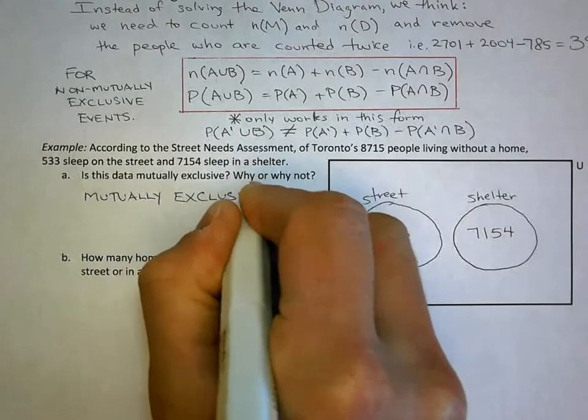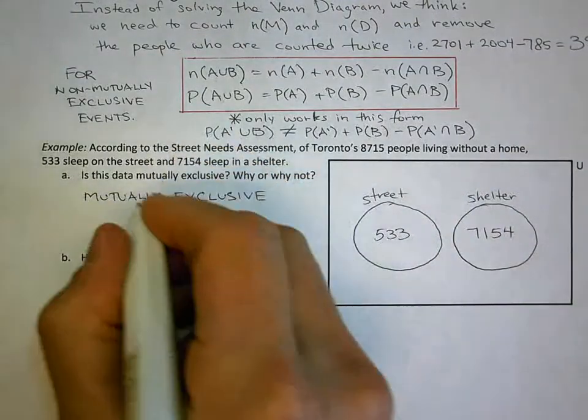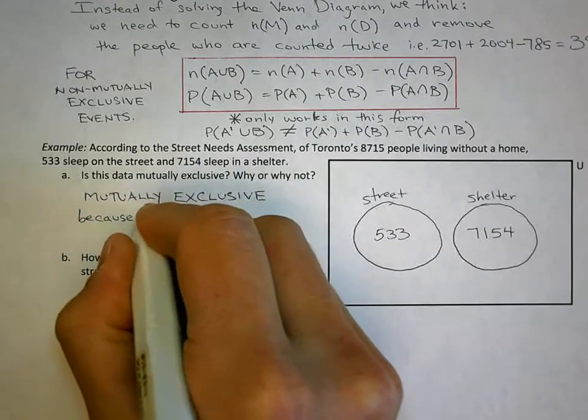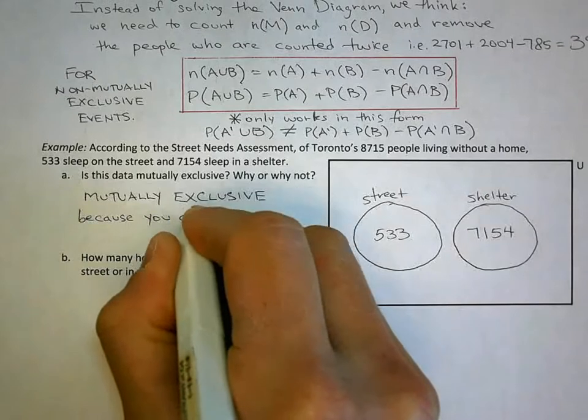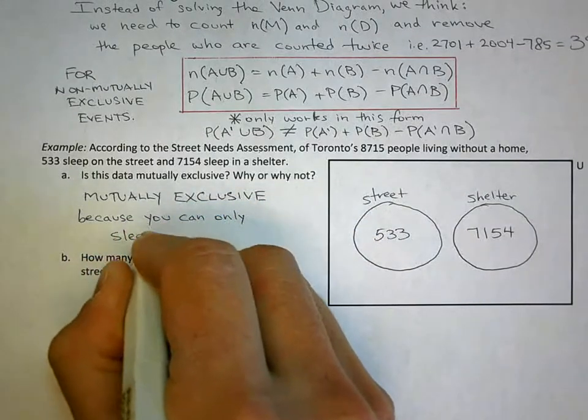So this is mutually exclusive data. And you can see, again, we still have a huge population of people who there's no bed for. So it's mutually exclusive because you can only sleep in one place.